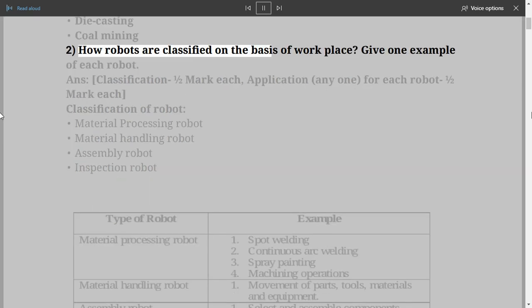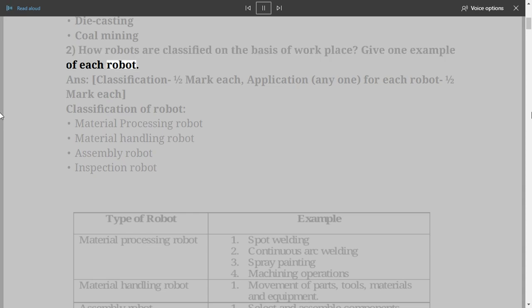2. How are robots classified on the basis of workplace? Give one example of each robot. Classification, 1/2 mark each. Application, any one for each robot, 1/2 mark each. Classification of robot: material processing robot, material handling robot, assembly robot, inspection robot.